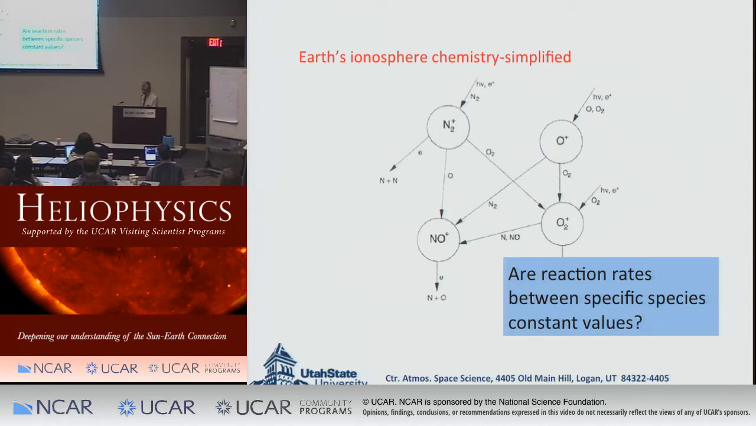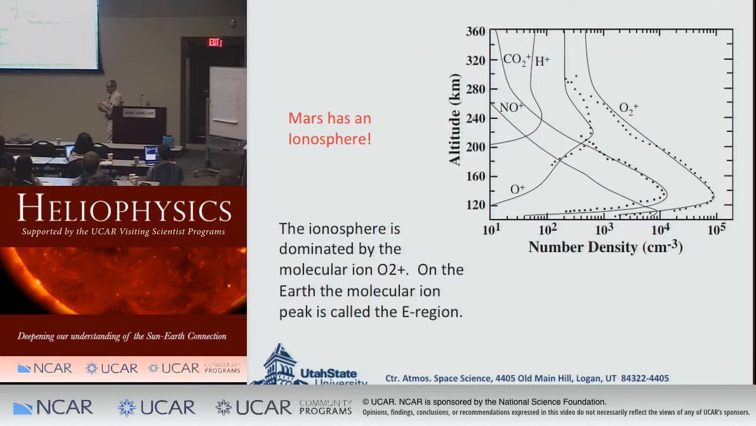Okay, just to wrap up this quick overlook, Mars also has an ionosphere, so all of the physics and chemistry we talked about applies, except, of course, we have additional CO2 kind of molecules you have to include, and the importance of N2 is reduced significantly.